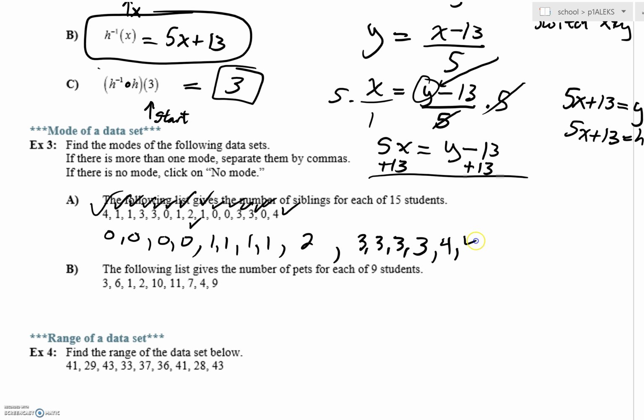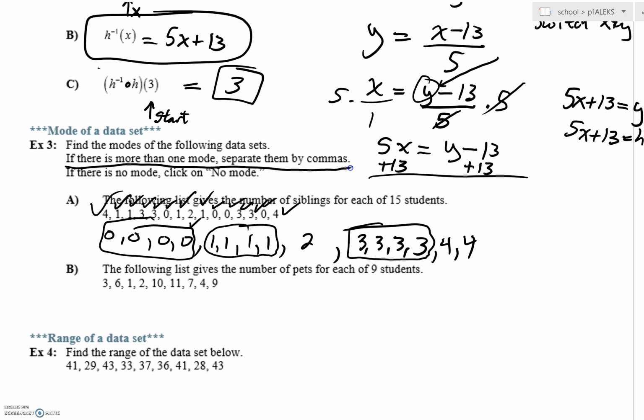So what numbers show up the most? 0, there are 4 of them. 1, there are 4 of them. 3, there are 4 of them. You know, they're saying if there's more than one mode, separate them by commas. You're going to write 0, 1, 3. That's really what you got. Okay? And it's also possible that no number shows up the most.